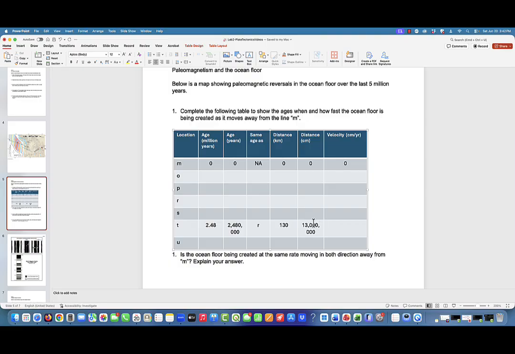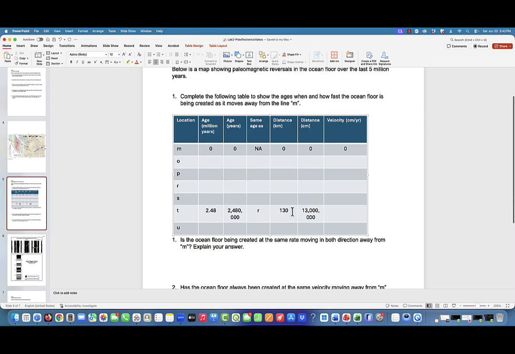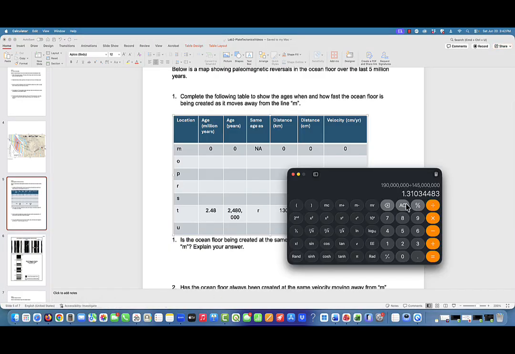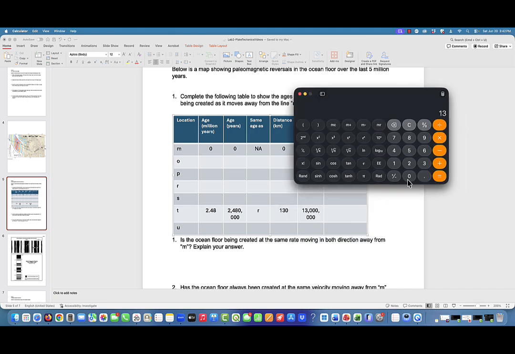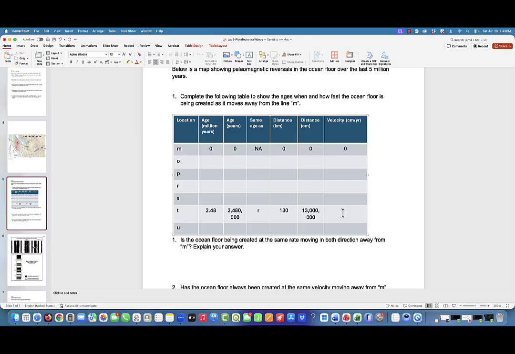To calculate the velocity, we would divide the distance by the time. So I'm going to divide 13 million divided by 2,480,000. And that's equal to 5.2. So 5.2 centimeters per year is the velocity here.